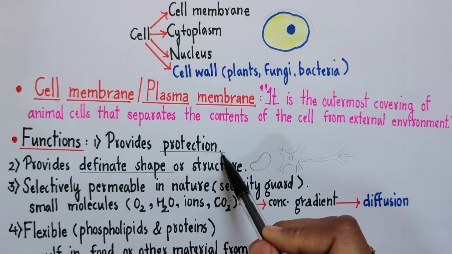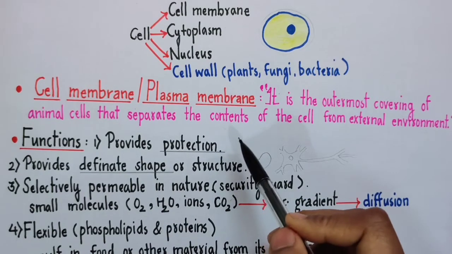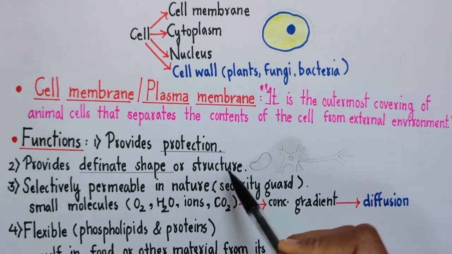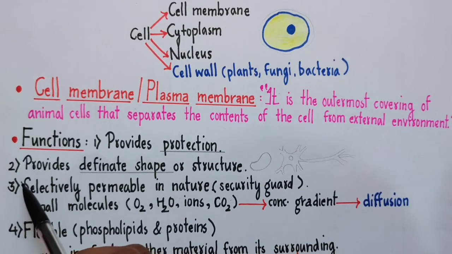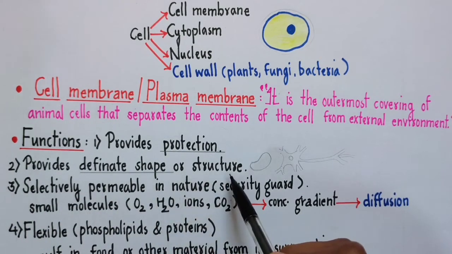Now, why is it so? This is because it is the outermost layer. So, obviously, it has to protect whatever is there inside, right? The second thing is that it provides a definite shape or structure to the cell.